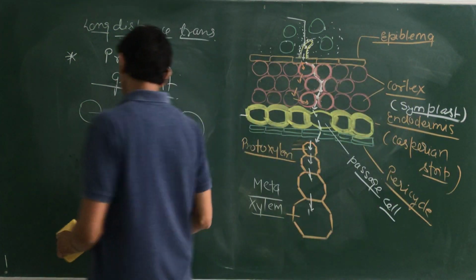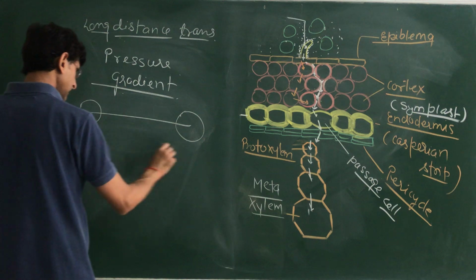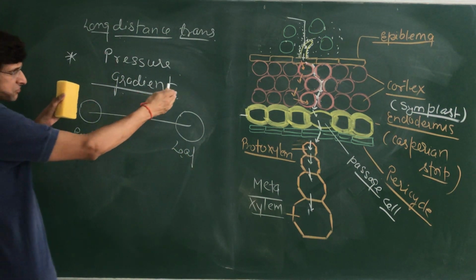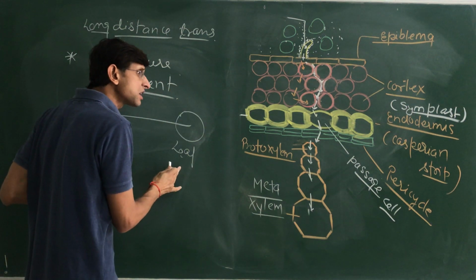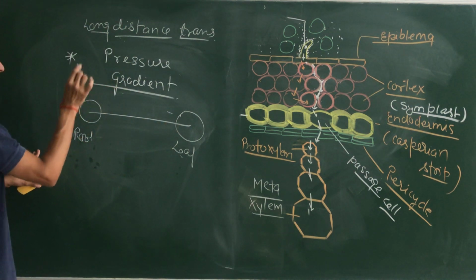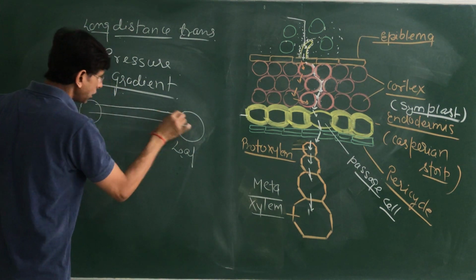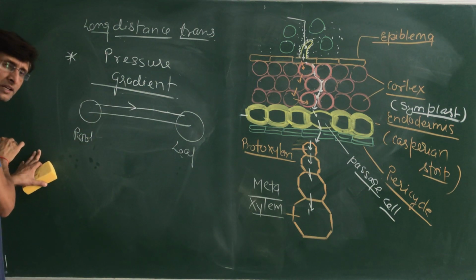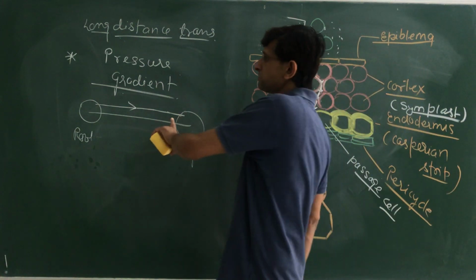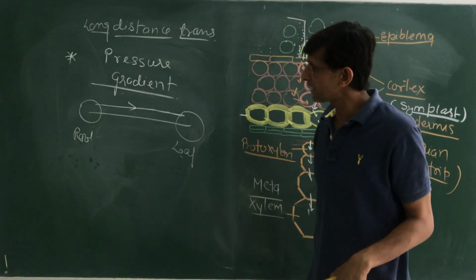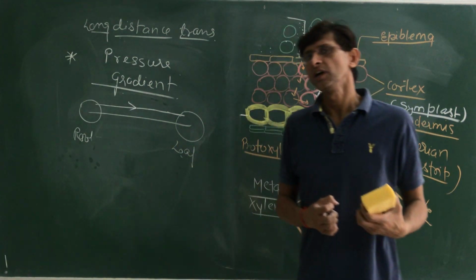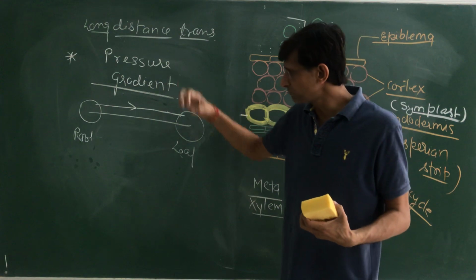Suppose this is the root and this is the leaf. If a huge difference of pressure is present from root to leaf, then it is a pressure gradient. Suppose pressure is high in the leaf and low in the root, and certain material is shifted from root towards leaf, then it is kind of pulled by the leaf. This is considered a negative pressure gradient. When there is a kind of pulling force, it comes under negative pressure gradient.